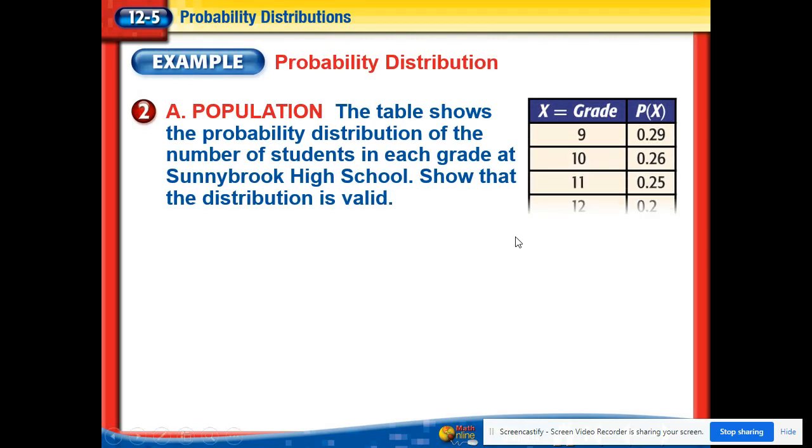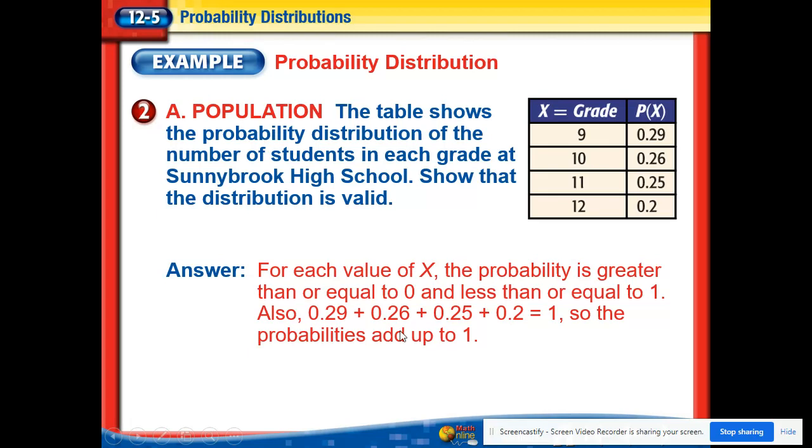So let's take a look at this chart here. Here's the distribution for the grades. 0.29 of the students are 9th graders, 0.26 is 10, 11, and so on and so forth. Show that this distribution is valid. Well, first thing we have to do is look at all of our numbers, make sure that they're between 0 and 1, and all of them are. The second thing we have to do is make sure that they all add up to 1. So 0.29 plus 0.26 plus 0.25 plus 0.2 does equal 1, so we're good. This is a probability distribution.